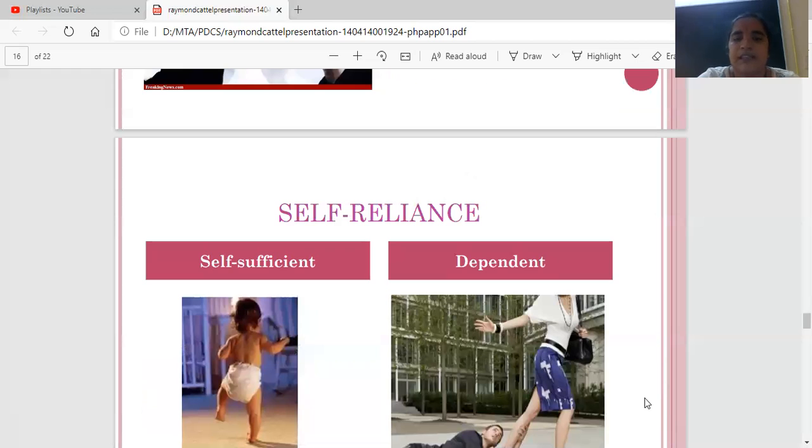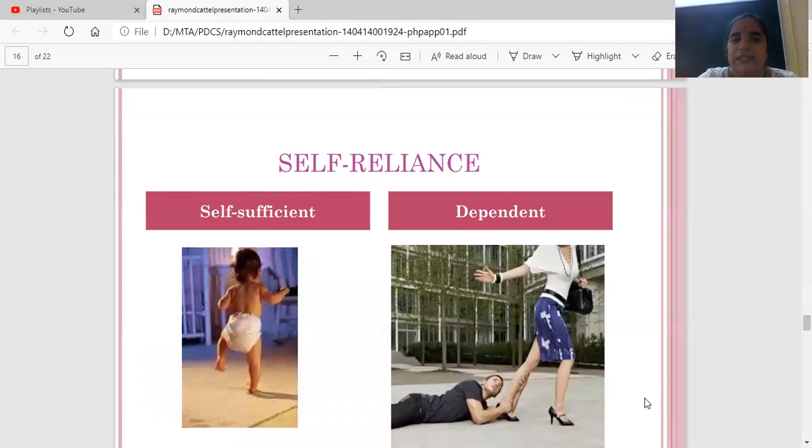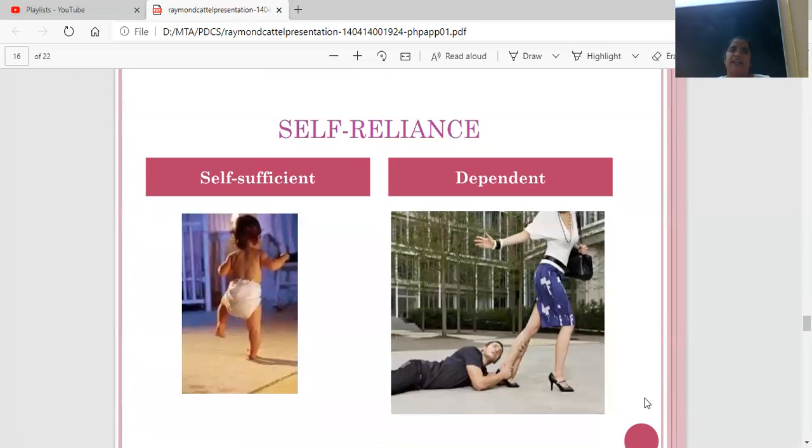Next is self-reliance. So you may be self-sufficient or dependent. A self-sufficient person wants to learn whatever is possible, wants to go behind his passion and wants to be sufficient. Their ego hurts if they are dependent on somebody, so they are proud of being self-sufficient. They'll learn new things and do them to perfection.